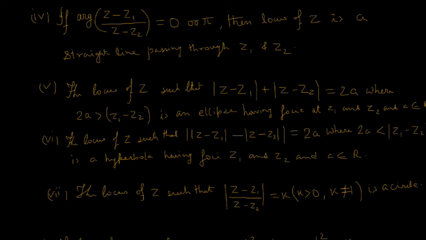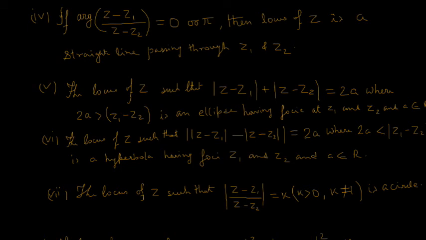The locus of z such that modulus of z − z1 minus modulus of z − z2 is equal to 2a, where 2a is smaller than modulus of z1 − z2, is a hyperbola having foci z1 and z2.